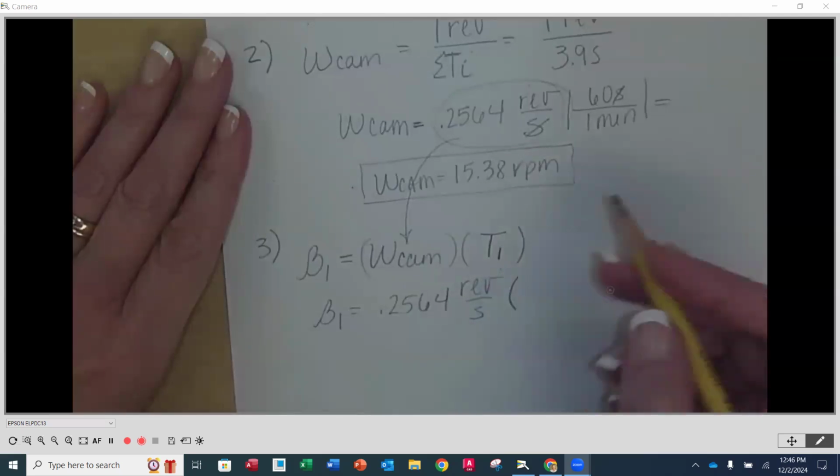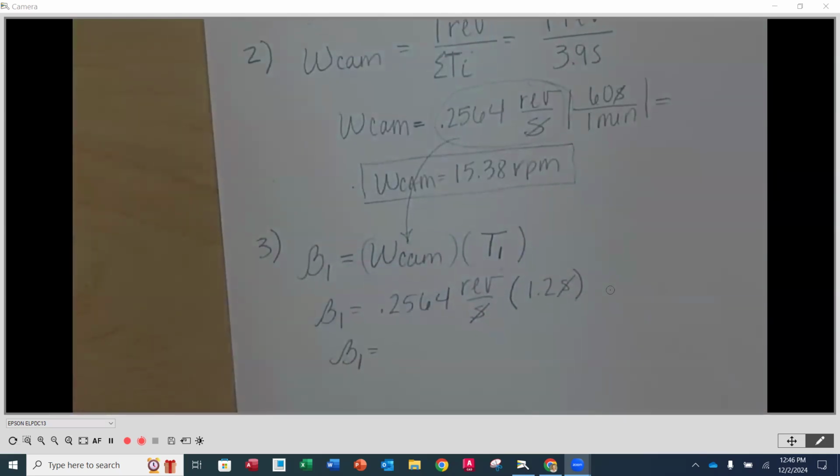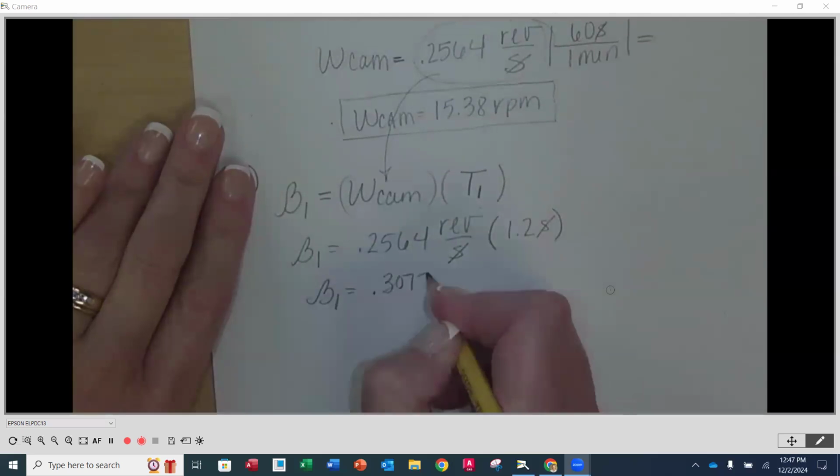Multiplied by T1, which is 1.2 seconds. Because we're multiplying these together on top, my seconds cancel with the seconds on the bottom. All right. And then my beta one comes out to be, what do you get if I multiply those two together? And Tyler got, yep, he got the same thing I did, 0.3077.